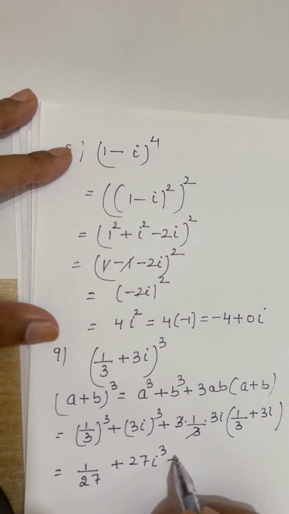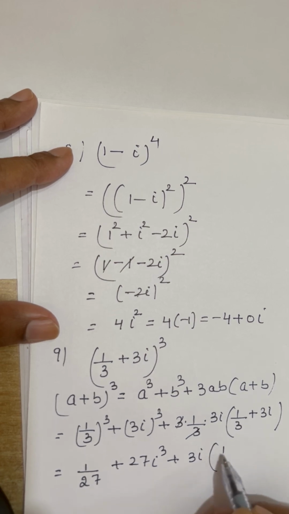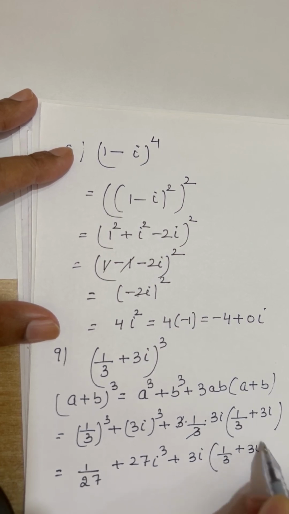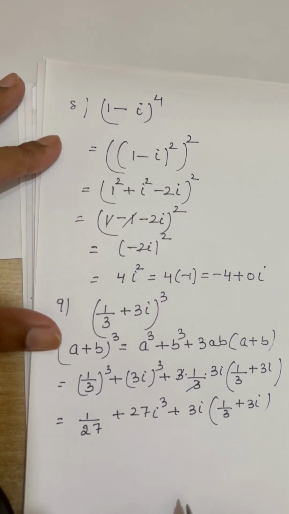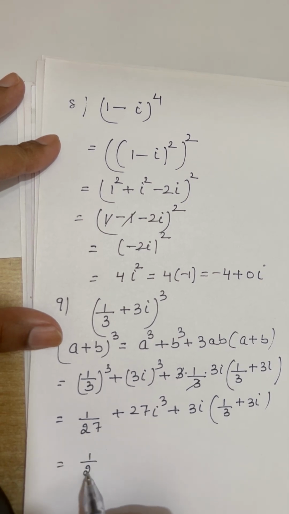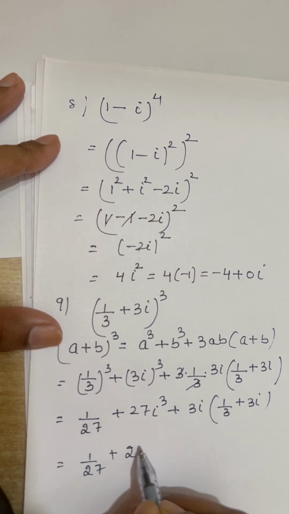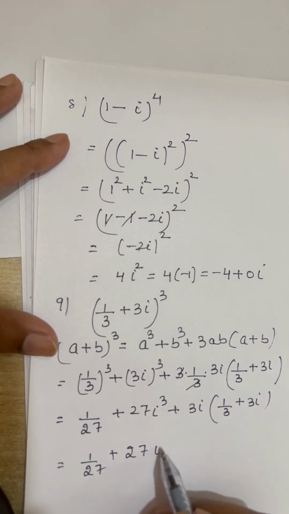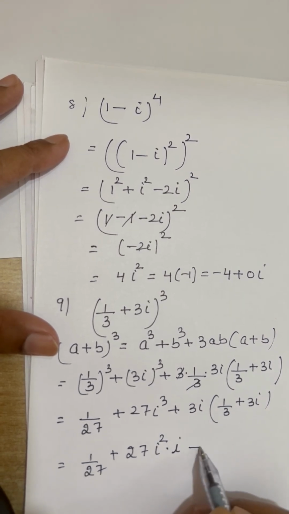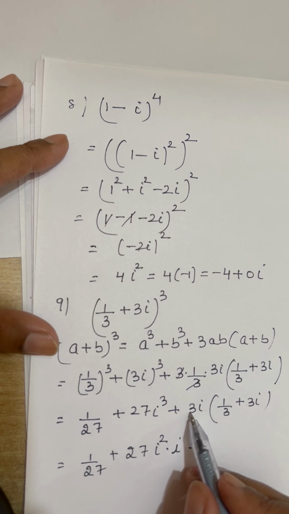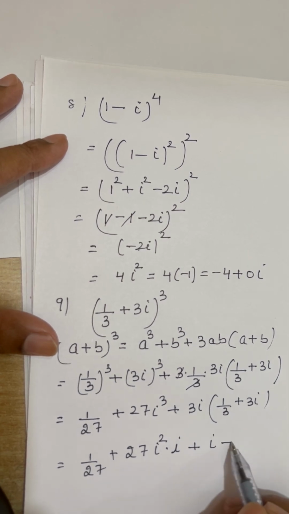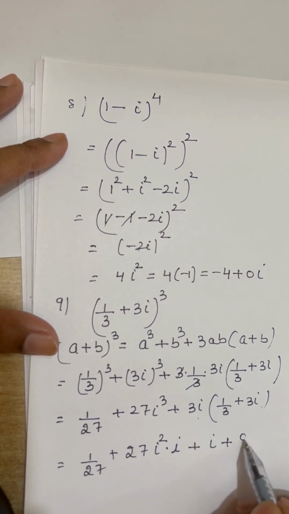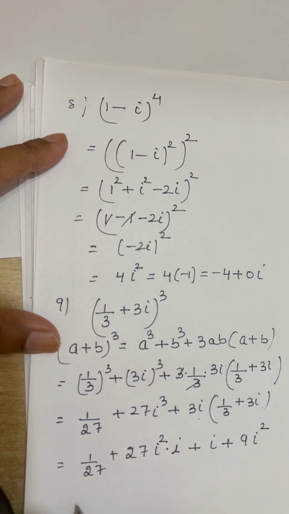3 से 3 cancel. This is 3 iota into 1 upon 3 plus 3 iota. So this becomes 1 upon 27. Again here it is iota cube. Iota cube कैसे solve करते हैं? Iota square into iota. Bracket open किया, multiply किया, 3 से 3 cancel. So this is iota. 3 iota into 3 iota, this is 9 iota square.